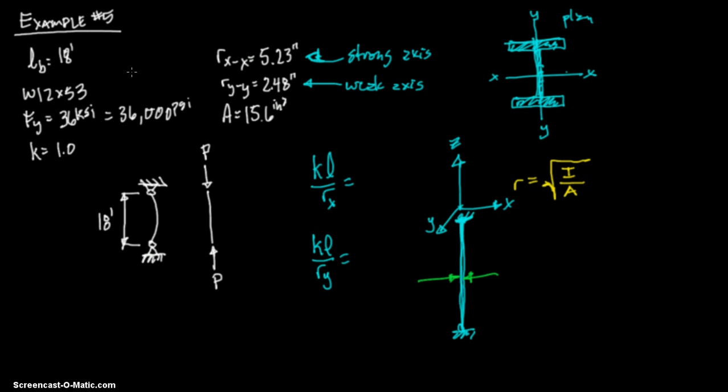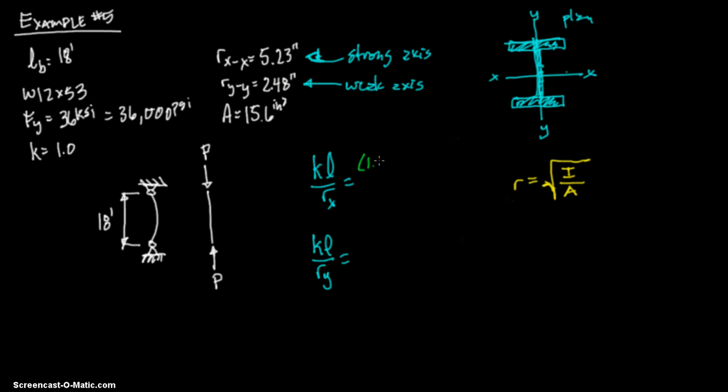I'm going to move on because I think I may have been trying to go too fast and getting confusing. I'm trying to keep it as simple as I can. But anyways, let's look at KL over R, and we'll show you that KL over R for the strong axis is going to be lower than KL over R in the weak axis. So the weak axis will control.